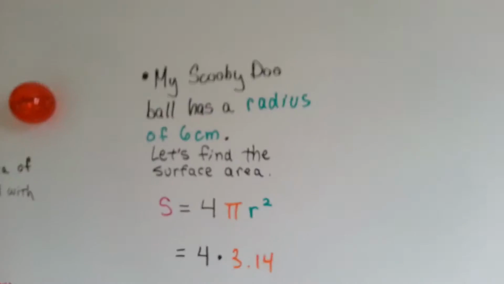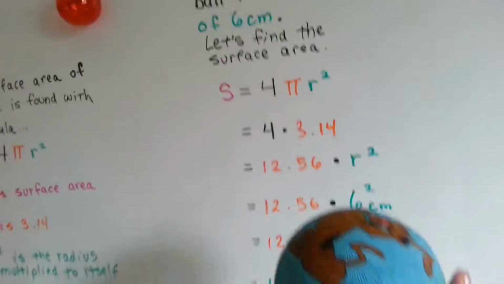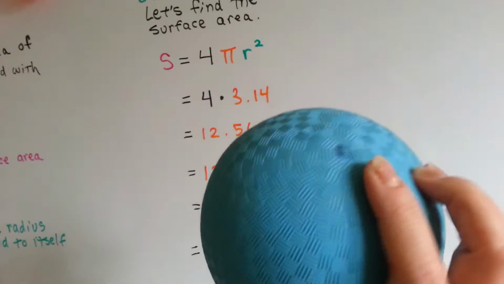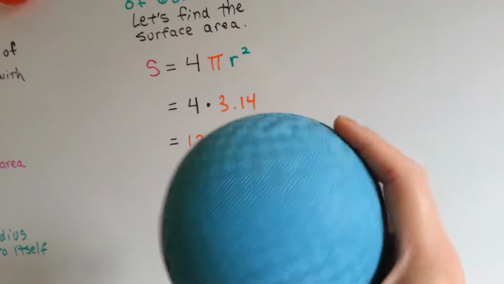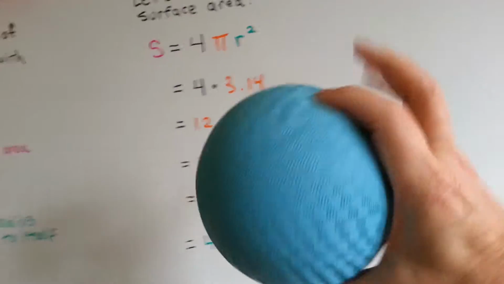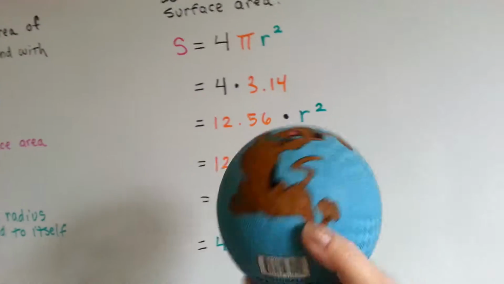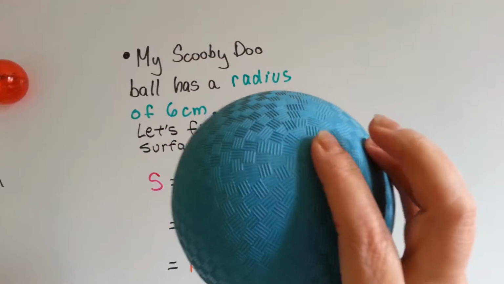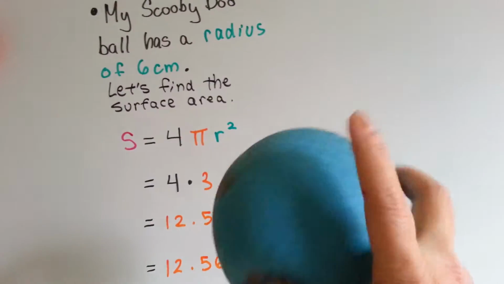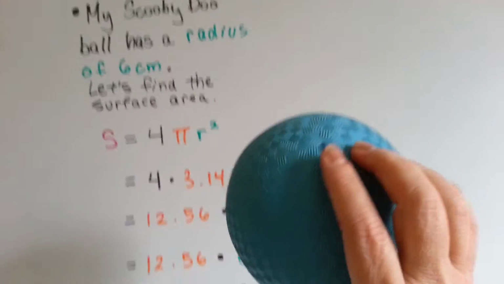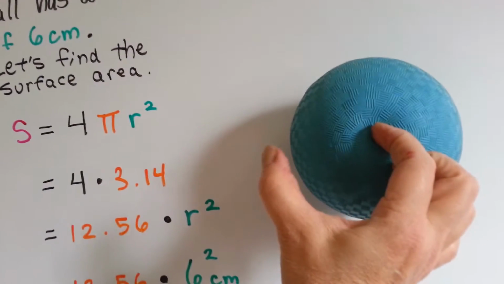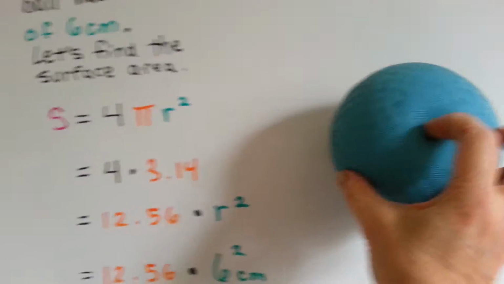So, I have a Scooby-Doo ball, okay? Here he is. Here's my Scooby-Doo ball. Now, this point right here is the top, like it's the axis of the Earth, okay? So it would be the Earth spinning like this. So if I want to find the surface area of this ball, I know that the radius is 6 because I measured it from this center point right here to the side point. The distance between here and here is 6 centimeters. This distance right here, okay?